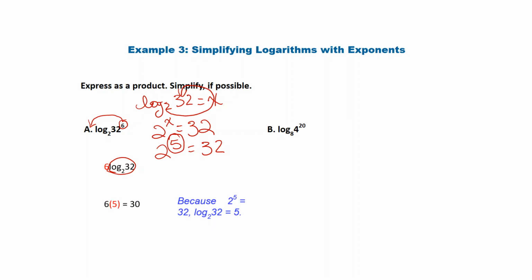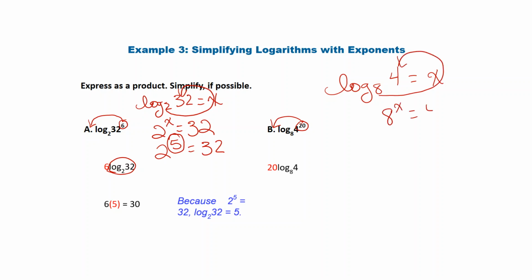For our next problem, we're going to use the power rule again, and it's going to be 20. Now what our problem looks like is we have to look at log base 8 of 4 equals x. Let's see if we can figure out what this is. This means 8 to the x power equals 4. Well, that's a little bit more challenging to know, but I know that it happens to be 2/3. And let me prove that to you real quick.